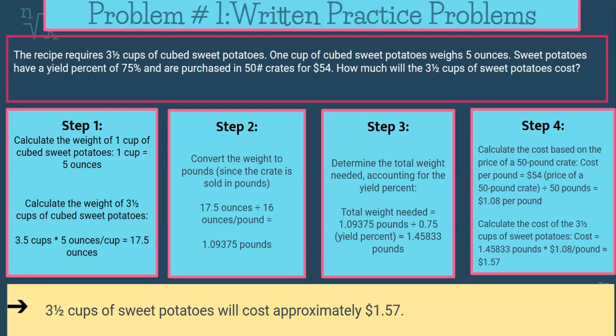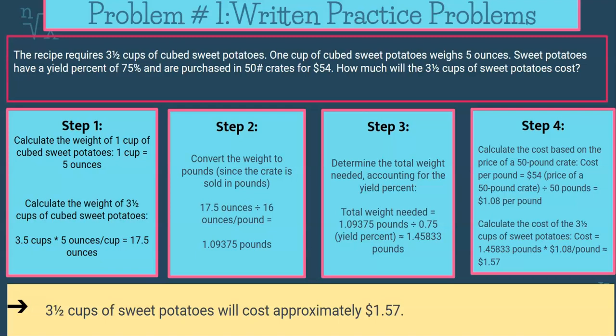And you'll take 3½ cups because that's how much you are going to use, and you're going to times it by 5 ounces per cup. So you are using a total of 17½ ounces of sweet potatoes in your recipe. All right, so now here we are converting the ounces to pounds.